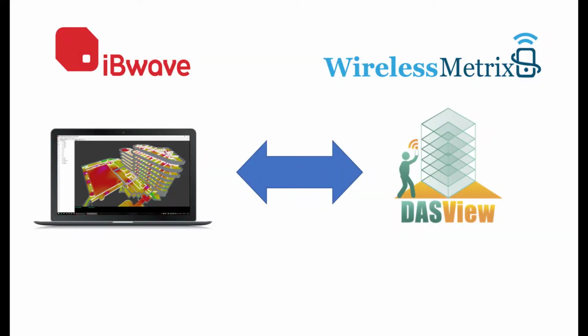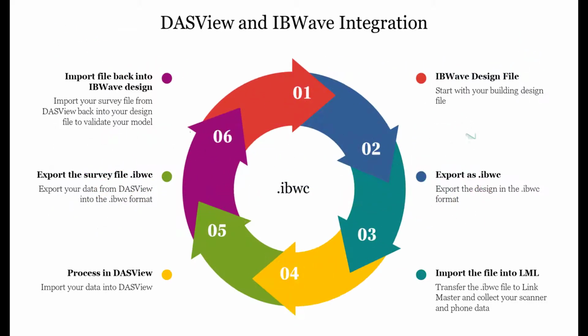In today's lesson, we will focus on the integration of IBWave and DASView. The IBWC file is at the heart of the integration, and it is the method to pass data between IBWave and Link Master. You will be able to use the exported IBWC file in LML to collect your scanner and phone data. DASView will process the data and give you an option to export the survey data into a new file. This file can then be brought into your original design and used for model calibration.